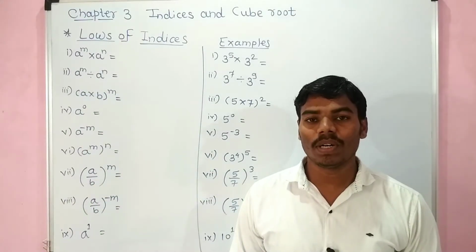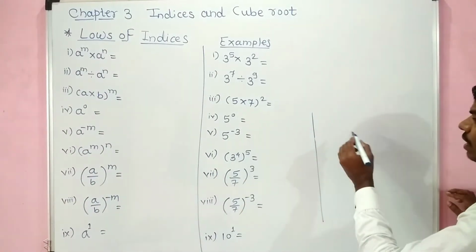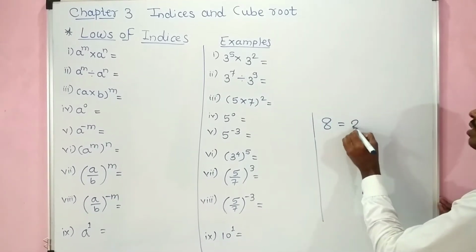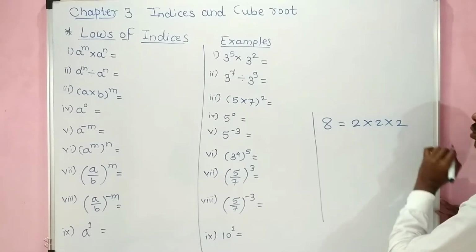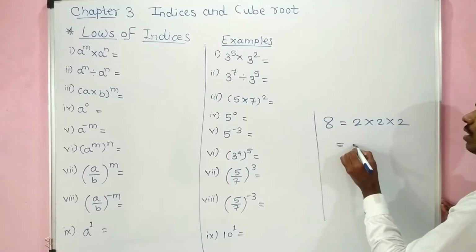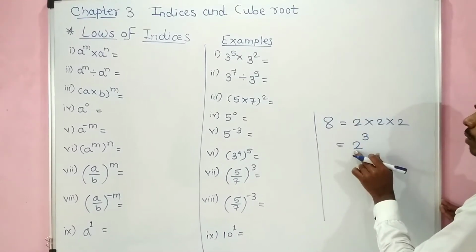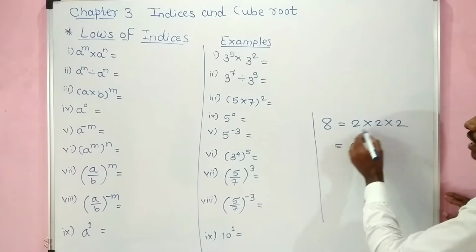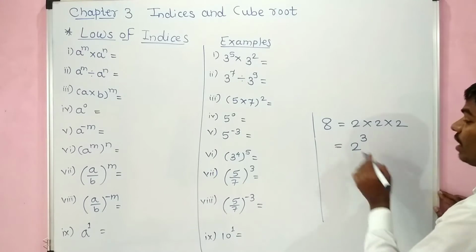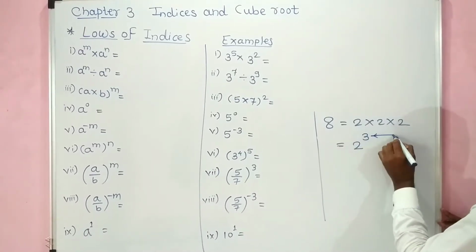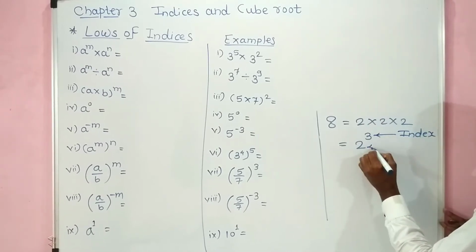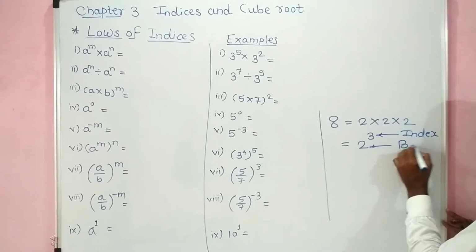Students, if any number can be replaced in the index form, for example, number 8 can be replaced in the factor 2 into 2 into 2. That means 2 is repeated 3 times. Therefore, we can write 2 raised to 3, or power of the 2 is 3. Therefore, 2 raised to 3 is the index form of 8. In this index form, this number shows index and this number is known as base.